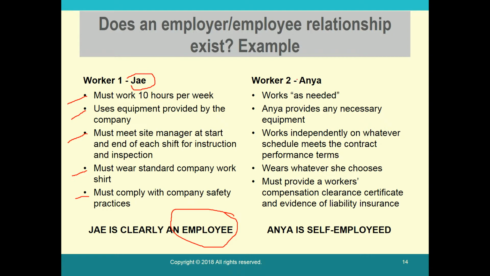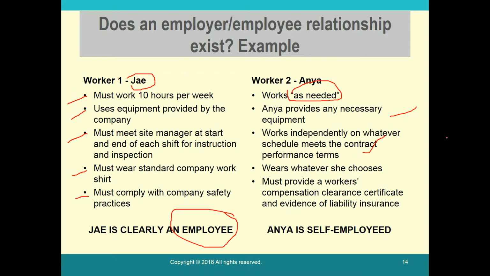Now, the second worker works as needed, has their own schedule, and provides the necessary equipment by themselves. They work independently on whatever schedule meets the contract performance terms. They only consider that the work should be done on time as per the terms; how and when is not controlled by the employer or the company.